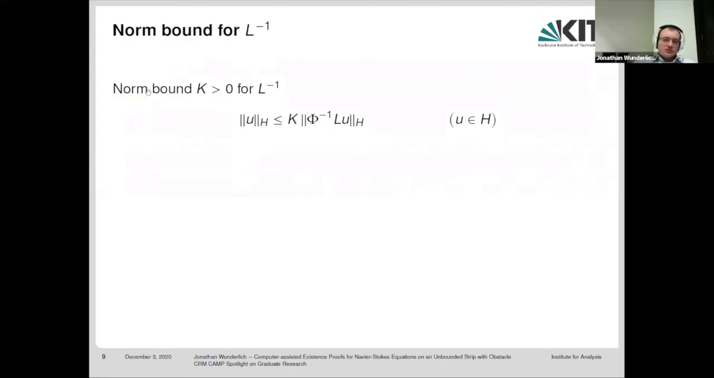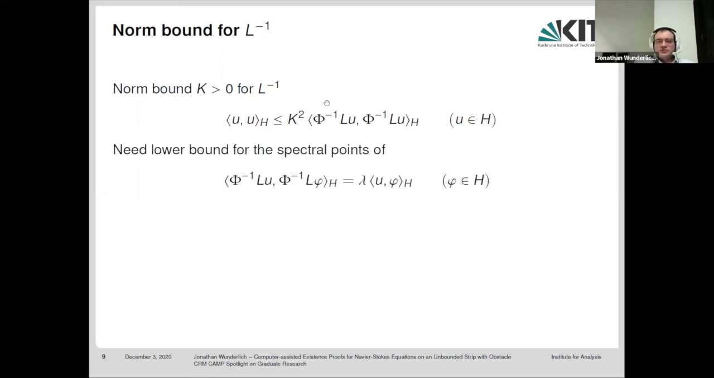So now we have to talk about the computation of the norm bounds k and k star. Let me just mention that the computation of the norm bound k star for the adjoint operator is quite the same, so I just talk about the computation of k. And as I already said, this operator phi inverse L is non-symmetric in our Navier-Stokes case, and thus non-self-adjoint. So in recent works, for computation of this constant k, they used spectral decomposition arguments, and we cannot use this here since we have a non-self-adjoint operator. So we need another idea for the computation of this constant k, and we square this inequality here. So we end up with the computation of lower bounds for the spectral points of this eigenvalue problem here.